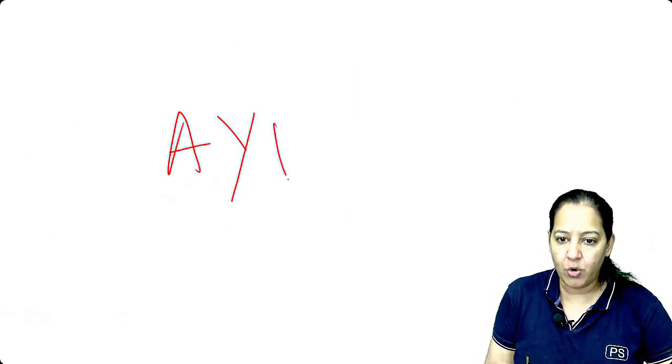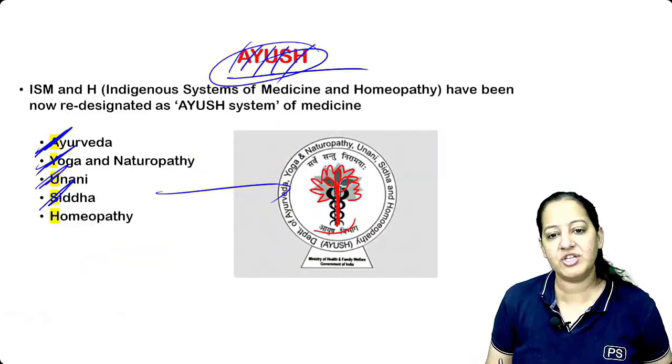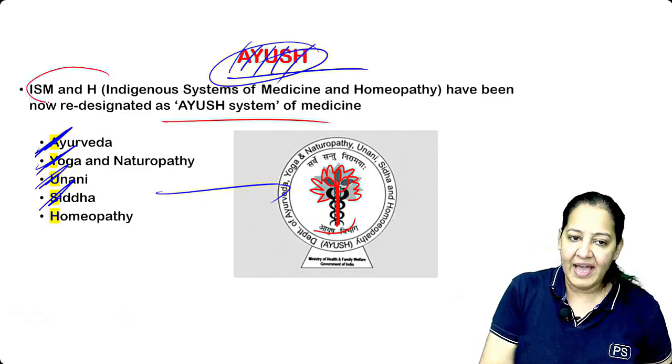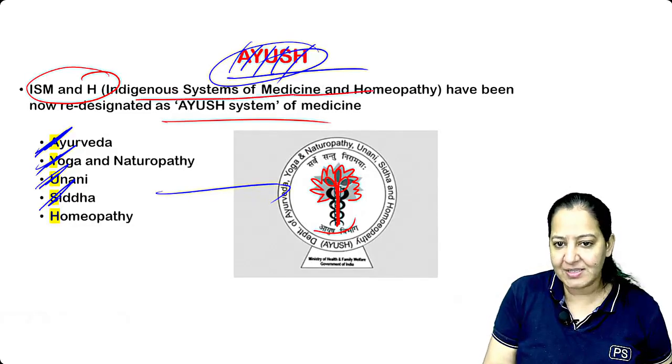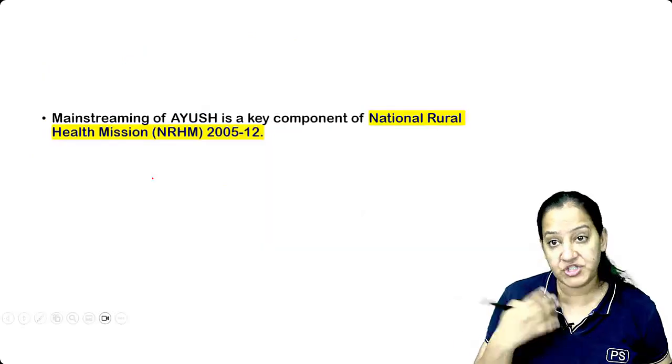Ayurveda, Yoga, Unani, Siddha, Homeopathy. I have explained all 5. The combination of the 5 is Ayush. It comes under ISM and H, Indigenous System of Medicine and Homeopathy, that launched the Ayush.